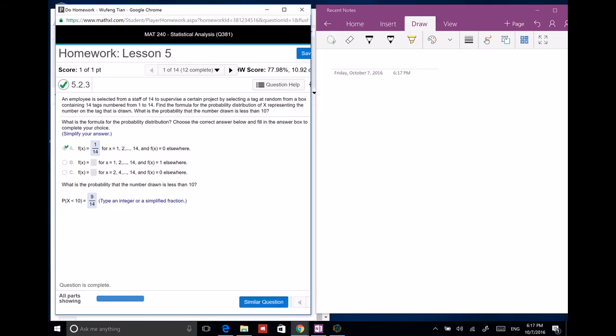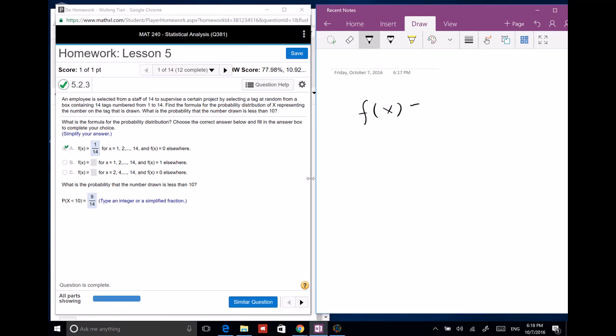Okay. First question is uniform distribution. You can do that yourself. I think it's pretty simple. It's a uniform distribution. The x is just 1 over 14 because I have 14 numbers. If you randomly pick one, it's 1 out of 14.